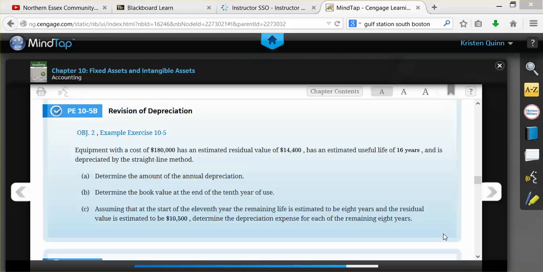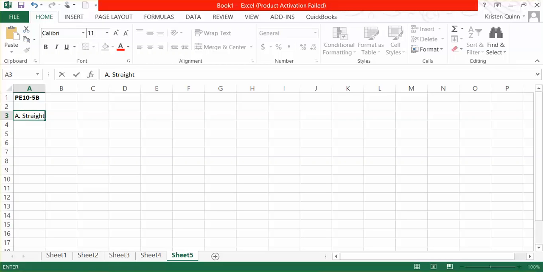So, in Part A, it asks us to determine the depreciation that would have been recognized every year based on the initial information given. So, under the straight line method, we calculate depreciation by taking our initial cost, subtracting away the residual value, and dividing it by its useful life in years.